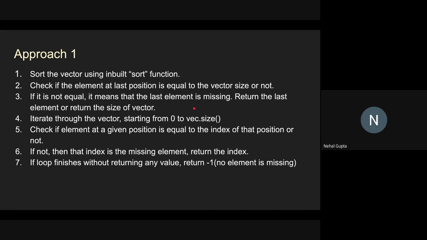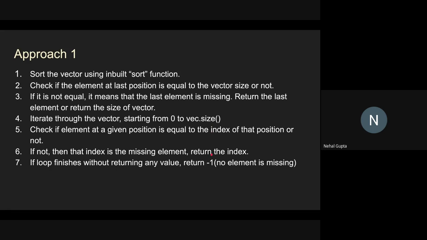But in case the last element is not missing and some other random element is missing, then what do you do? You iterate through the vector starting from the zeroth index to vector.size. As I told you before, vector.size gives you the size of the whole vector, the number of elements in the whole vector. So in the loop, you will write from i equal to 0 till i is smaller than vector.size. I will show you in the code. That is how you will iterate through the loop.